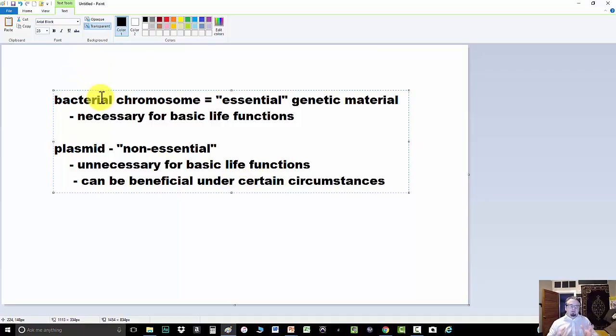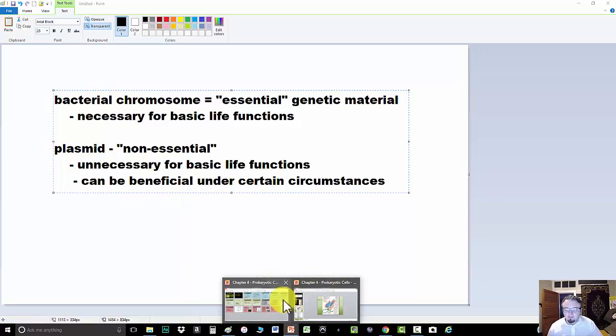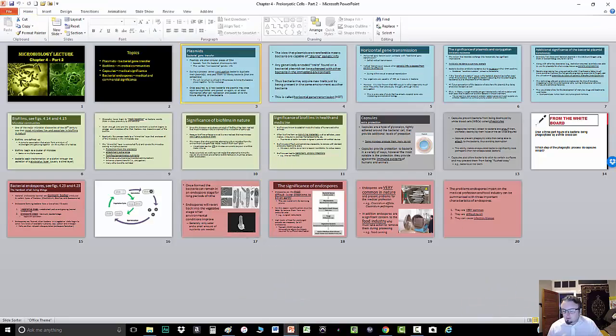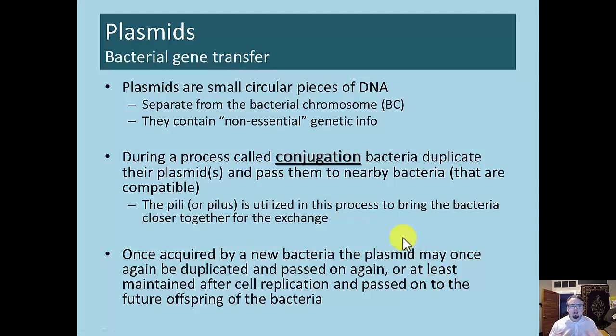The chromosome is the main core center of information in the cell, whereas a plasmid is like a little extra piece of information. What's key about that is that it can be transferred from one bacteria to another. It's like an extra little set of information that can be swapped from one cell to another, and when that plasmid is swapped, the genetic information goes right along with it.